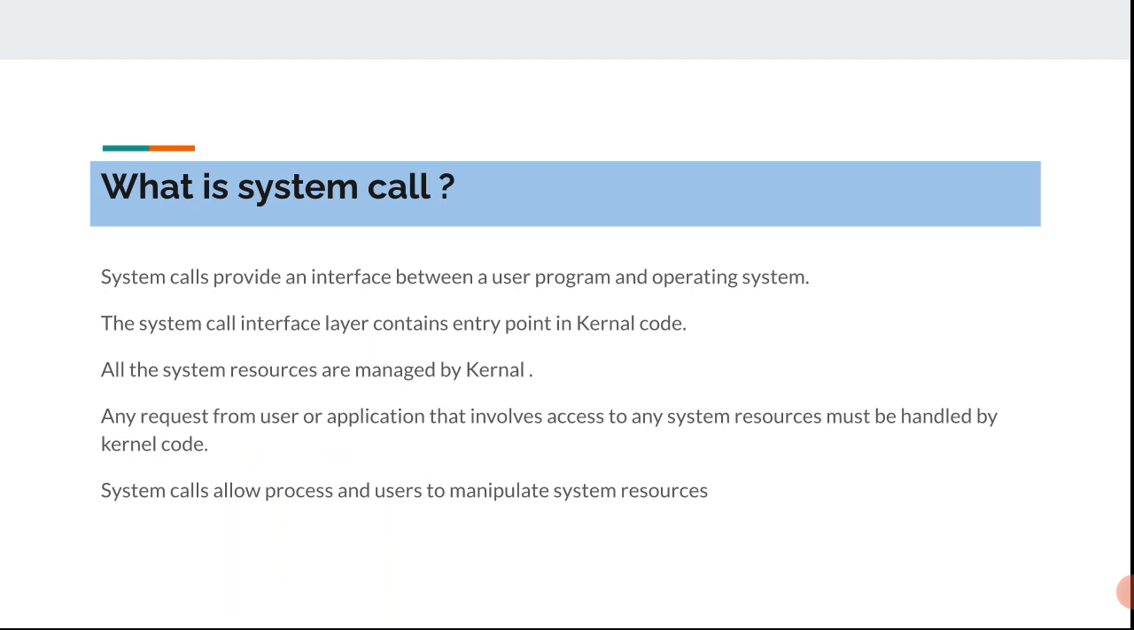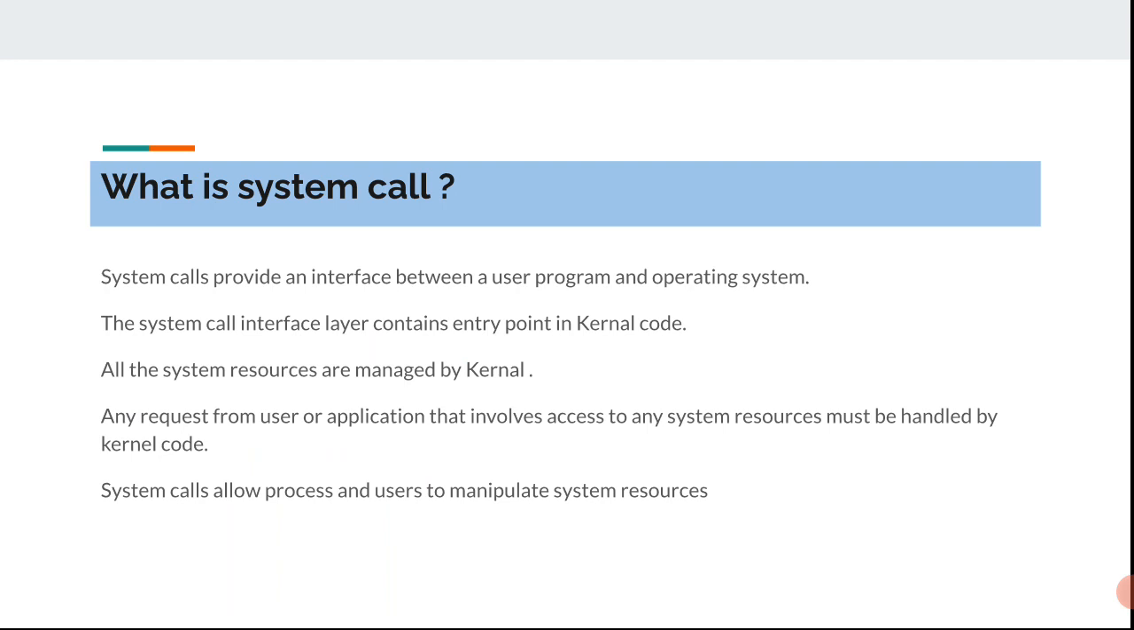System calls provide an interface between a user program and the operating system. When we run an operating system on our hardware or in our computer, this operating system is just the interface between the hardware and the user. That is why the system call provides an interface between the user program and the operating system: what the user provides, and what the user's requirements and expectations from the system are. So that is why system calls are very important.